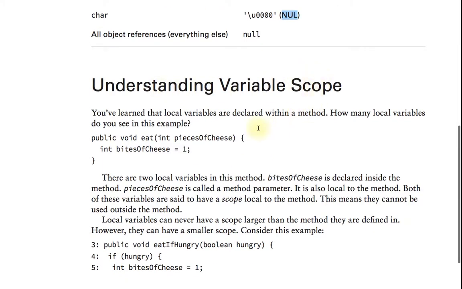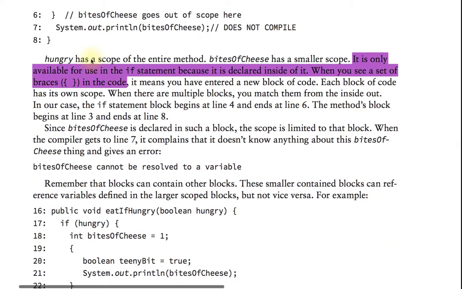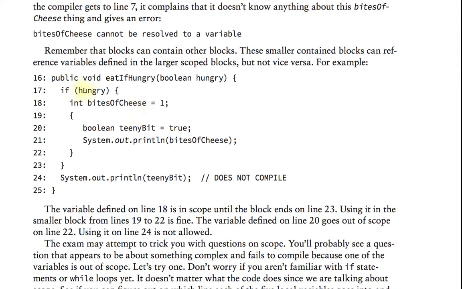Understanding the variable scope. The variable scope of this is within the method. It is only available for use in the if statement because it is declared inside of it when you see a set of braces in the code. So this wants to say that, look at this example.